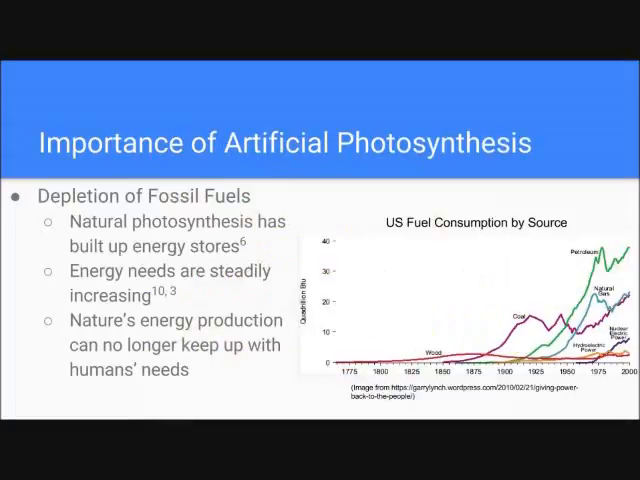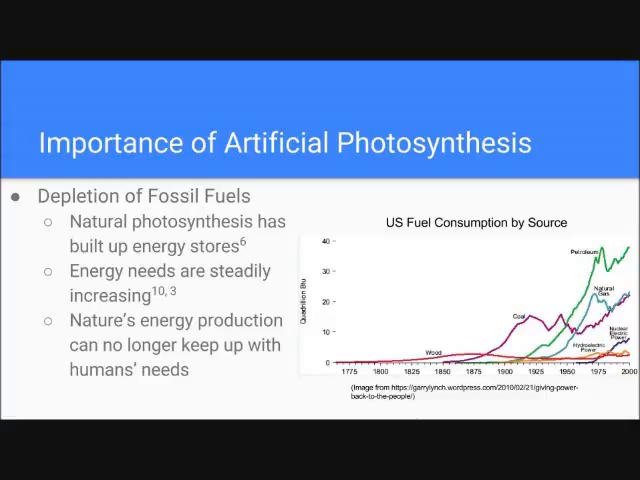So what makes artificial photosynthesis so important? Well, natural photosynthesis has been described as the most important chemical reaction on Earth. It is responsible for Earth's large store of fossil fuels and for oxygen production, but now it is no longer sufficient for humanity's needs. The world's fossil fuel use has been increasing relatively steadily for the past 40 years, and now energy stores are being used faster than natural processes are able to replenish them.